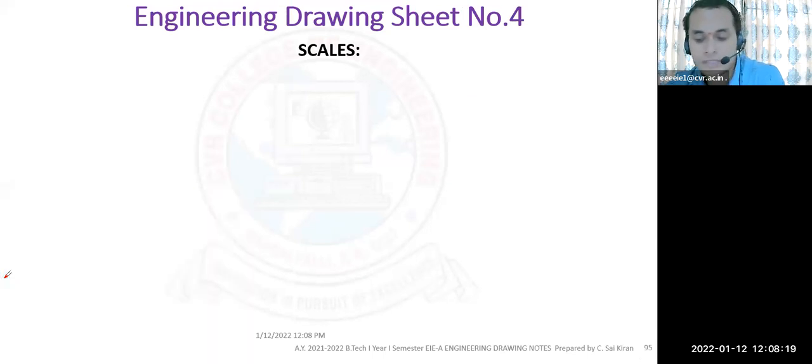Okay. So I'm starting with the scales. Any doubts in sheet 3, in the conic section, any doubts, you can unmute and you can ask. If no doubts, I'm starting the scales.